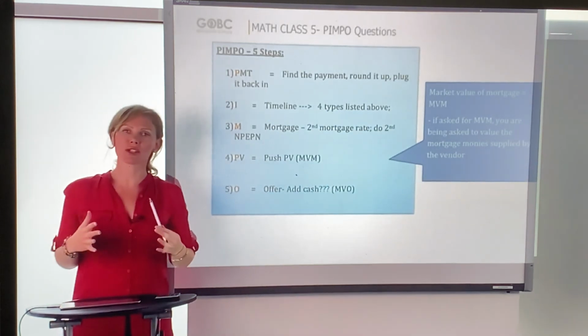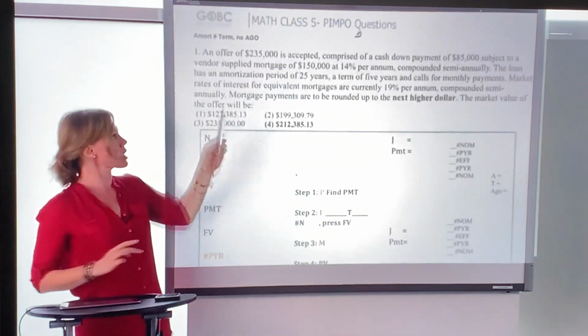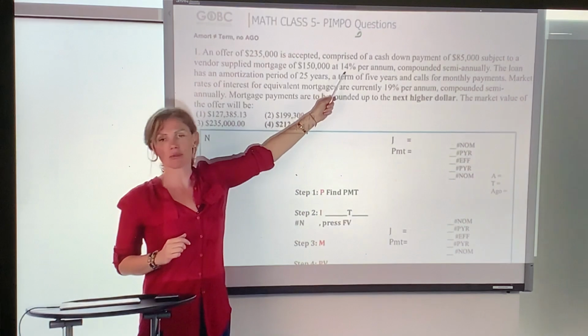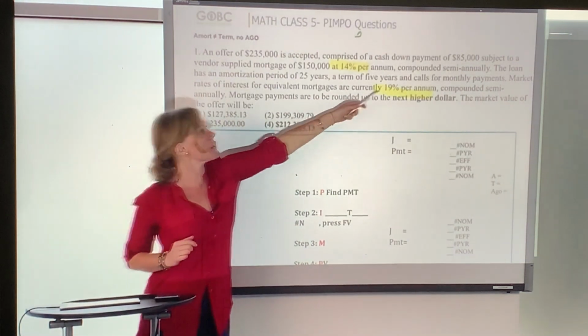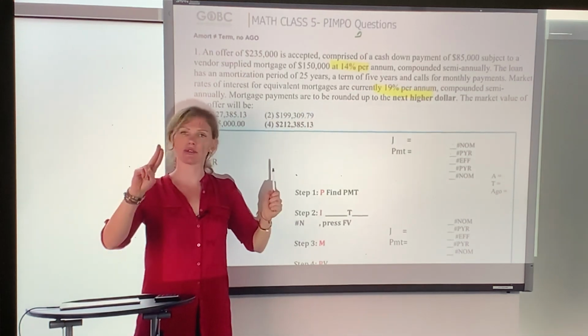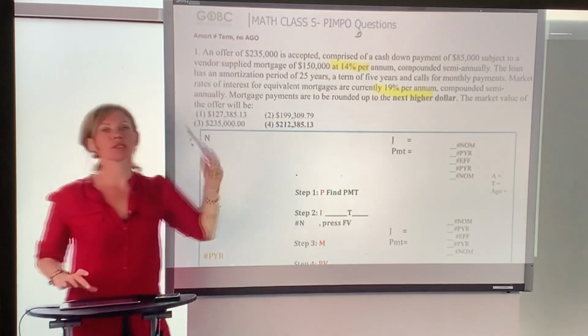Now, with these questions, remember what I told you, you'll have 2 different rates. So for example, if I look at question 1, it says that the seller of the property is willing to give 14%. Just to show you. And then the bank's rate right now is 19%. Do you see how in the same question we have 2 interest rates? So we're going to be using the first rate to find the payment, and then the second rate, this is what we're going to be using in step number 3.